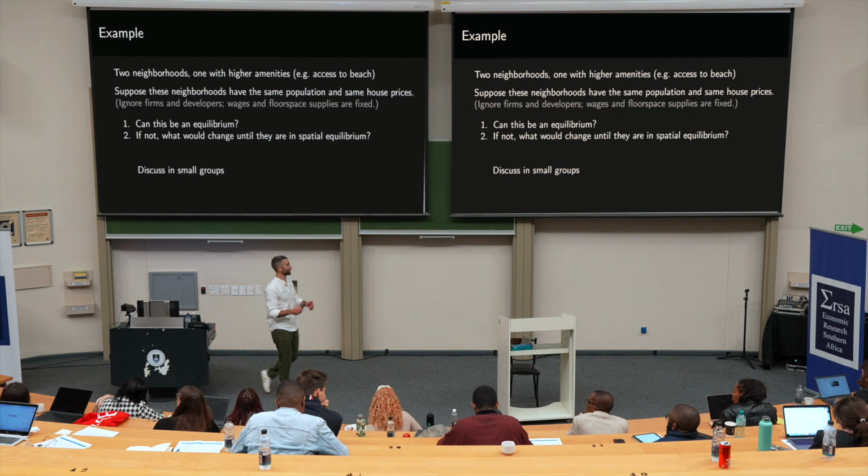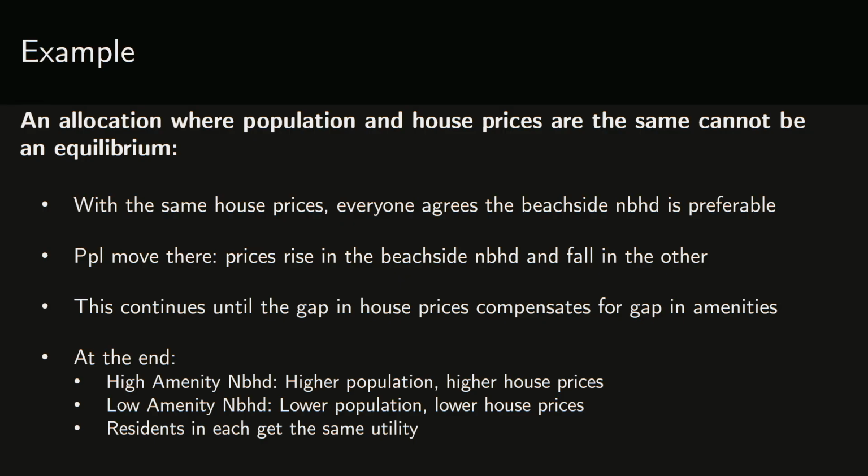Perfect, exactly. Excellent. Right, you guys nailed it. So thanks. Give yourself a pat on the back. So that can't be an equilibrium, exactly as the first group said. If those two places have the same house prices, we all agree that the beachside neighborhood is preferable. So people want to move there, right? So then we come to the second group. What's going to happen and what's going to mitigate and control that process?